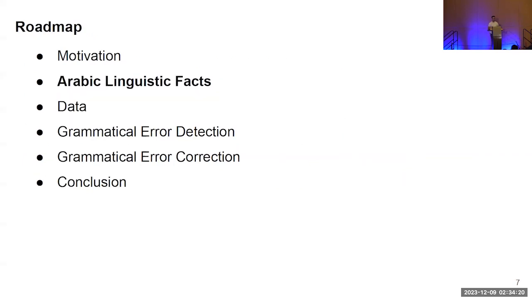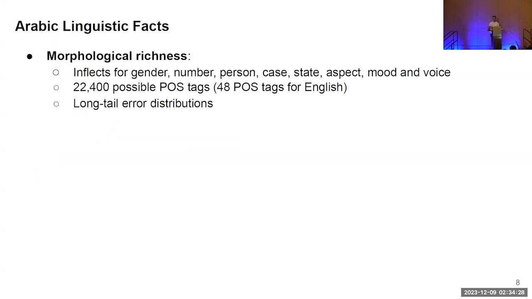Before I talk about the datasets and the models that we built, I'm going to present a brief overview of Arabic linguistic facts. Arabic is a morphologically rich language that inflects for many things like gender, number, person, and case, and so on. There are about 22,400 possible part-of-speech tags in Arabic. Now compare this to only the 48 part-of-speech tags that exist in English. So given this morphological richness, in the context of GEC, you can imagine that you would have a very long tail of error distributions.